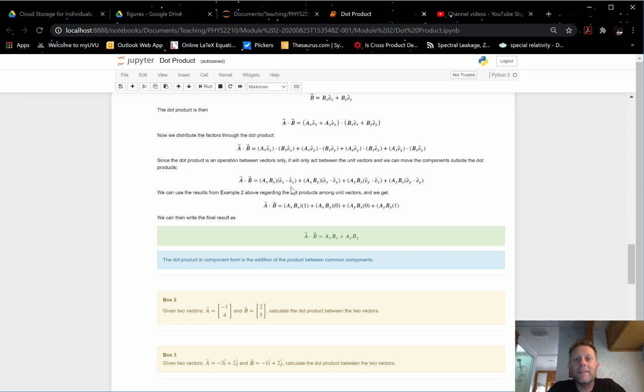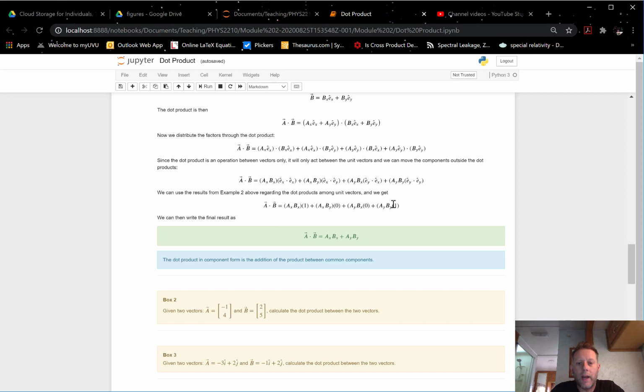But guess what? We just did that up in example 2. So now we take our values that we have from example 2 and we insert here. For example, the dot product between unit vector x and unit vector x is equal to 1. So that gives us a 1. The dot product between unit vector x and unit vector y gives us a 0, and so forth. So now we just have numbers only. AX BX times 1, AX BY times 0, and so forth.